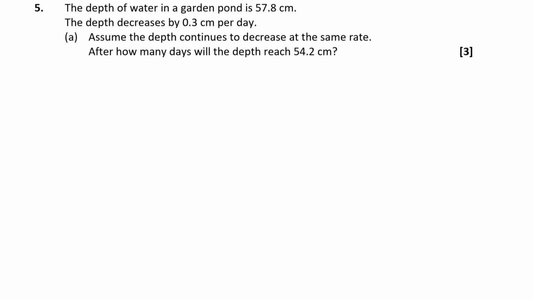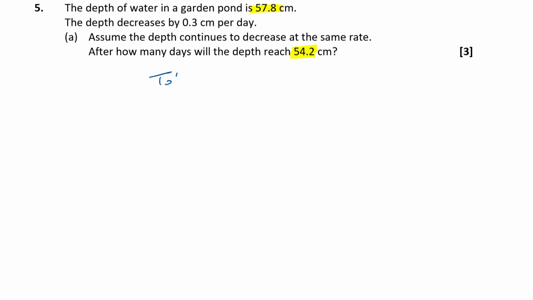Question 5. The depth of water in a garden pond is 57.8 centimeters. The depth decreases by 0.3 centimeters per day. Assume that the depth continues to decrease at the same rate. After how many days will the depth reach 54.2 centimeters? Okay, so it starts off at 57.8, and we want to know how many days it takes to reach 54.2 centimeters. So let's work out how far it's actually decreased.